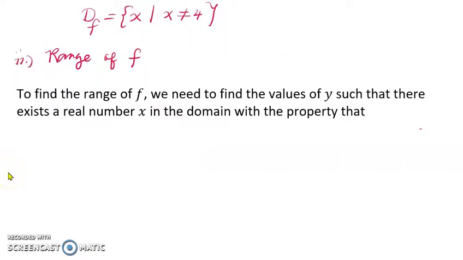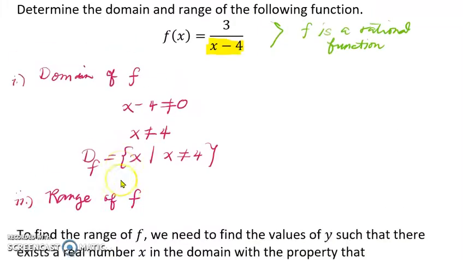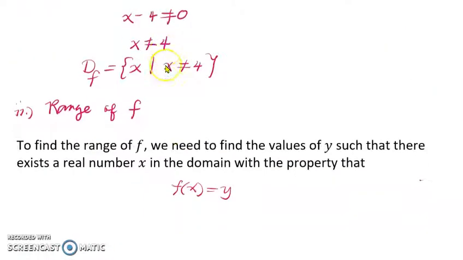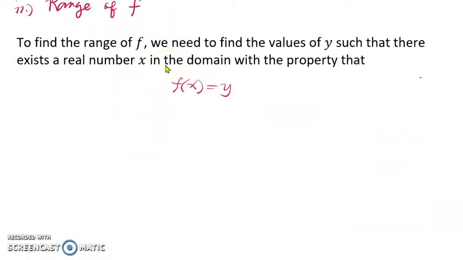For the range of f, we need to find the values of y such that there exists a real number x in the domain with the property that f of x is equal to y. In this case, we will equate f of x equal to y, or this is just 3 over x minus 4 is equal to y. And then we have to solve for the value of x.